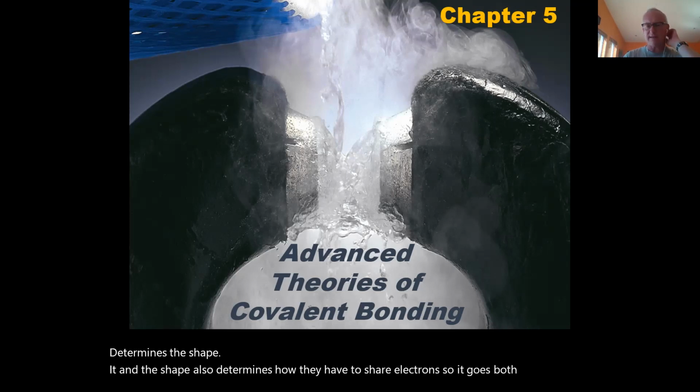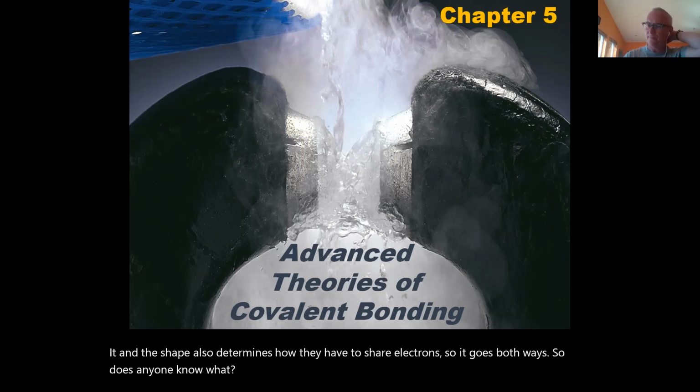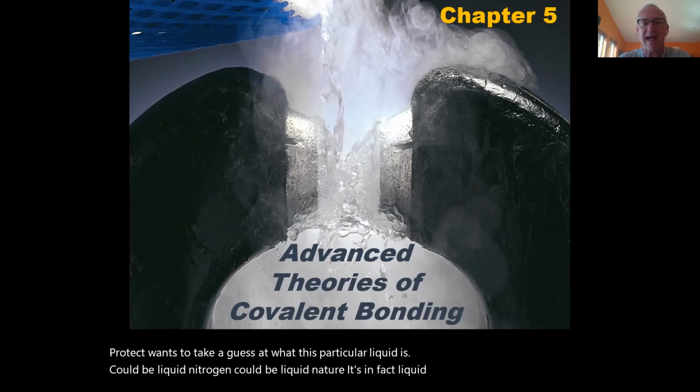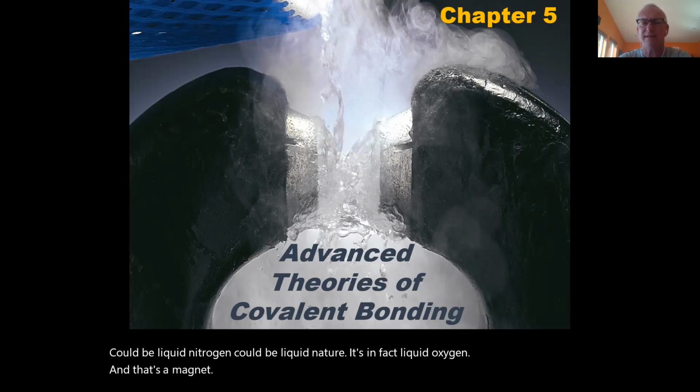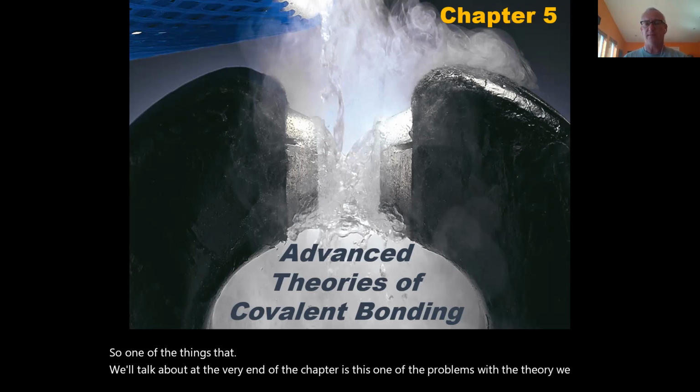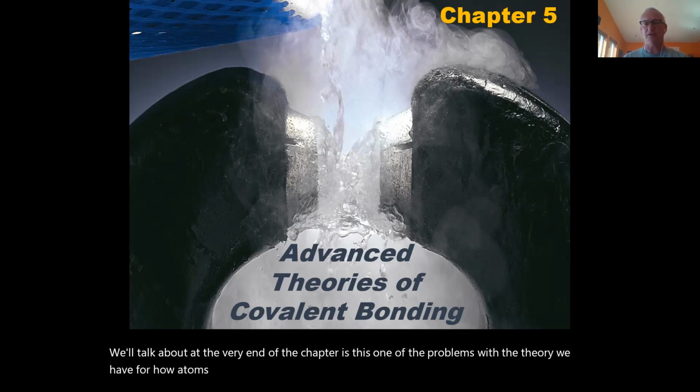Does anyone know what liquid is present in this picture? Or want to take a guess at what this particular liquid is? Liquid nitrogen? Could be liquid nitrogen. It's in fact liquid oxygen. And that's a magnet. One of the things we'll talk about at the very end of the chapter is one of the problems with the theory we have for how atoms share electrons.